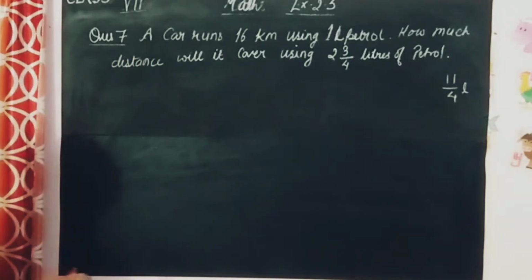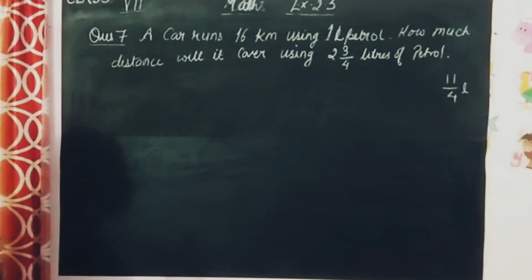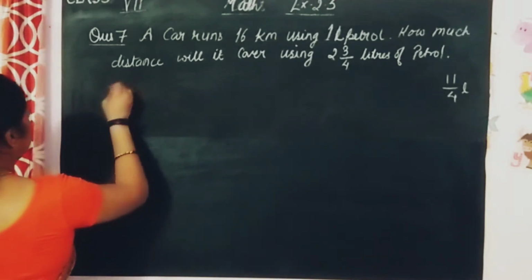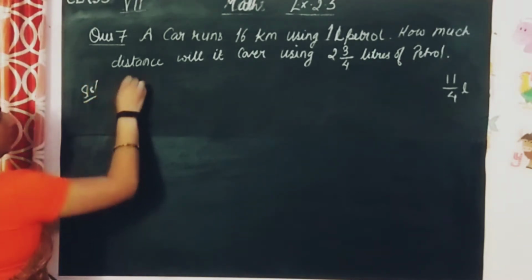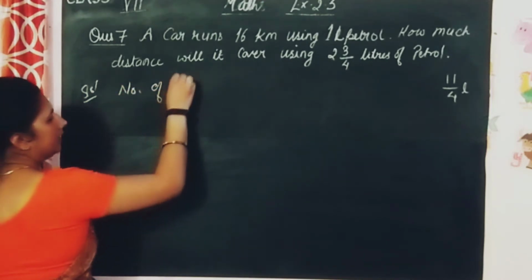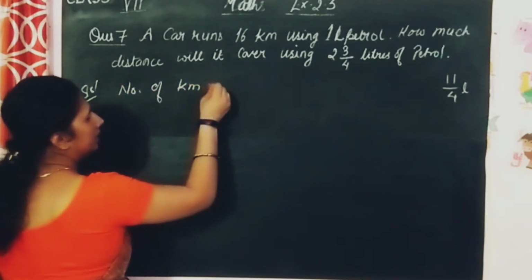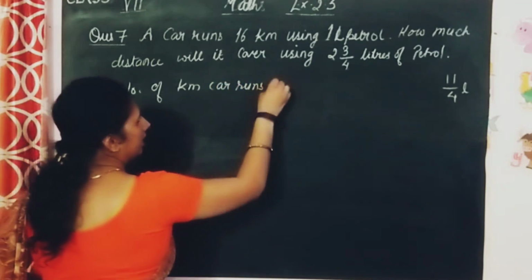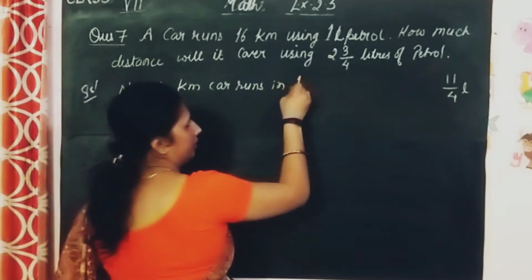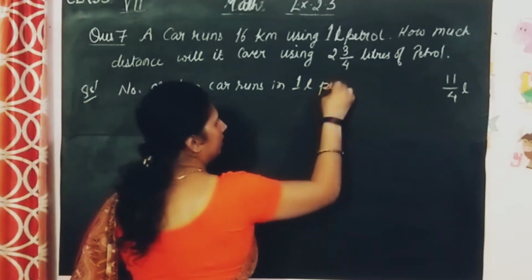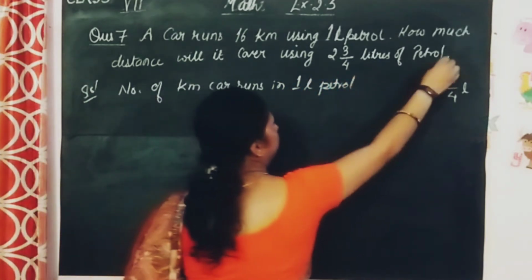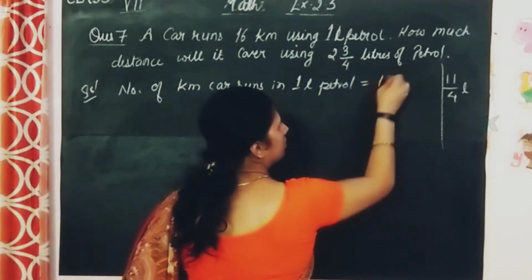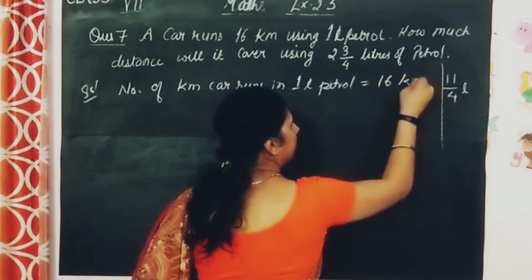The car runs, so by 1 liter petrol how much does it run? So the solution: here we will write the number of kilometers the car runs in 1 liter petrol. In 1 liter petrol, how many kilometers? 16. So 16 kilometers. Okay.